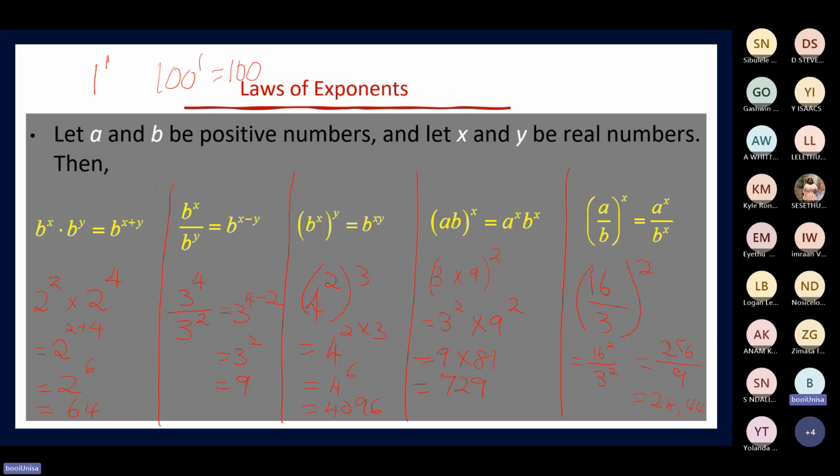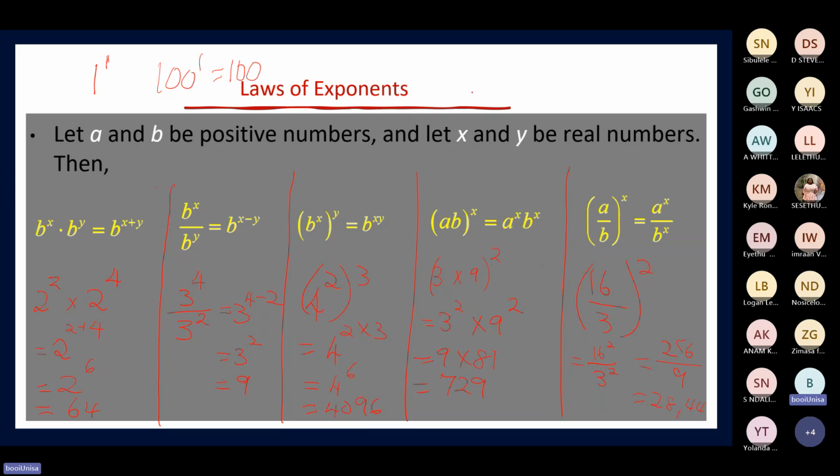So you need to always remember that any number without a power is raised to the power of 1. We don't have to write the power of 1 on all the natural numbers, but always remember that it is there. There is a power of 1. So that is the same with the root.